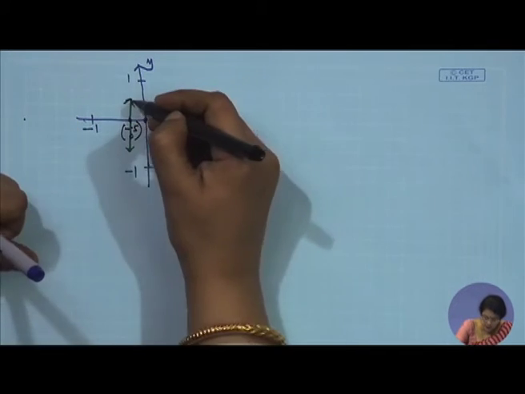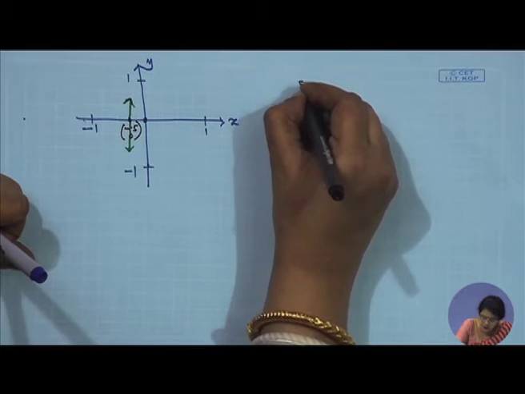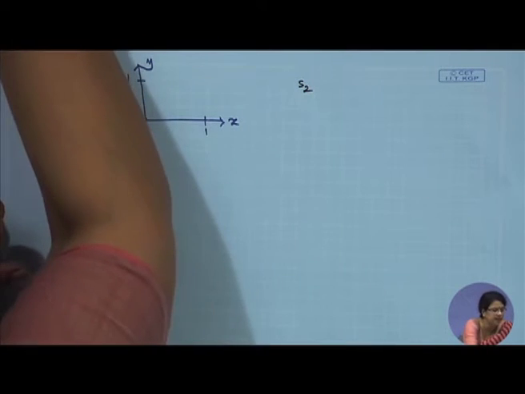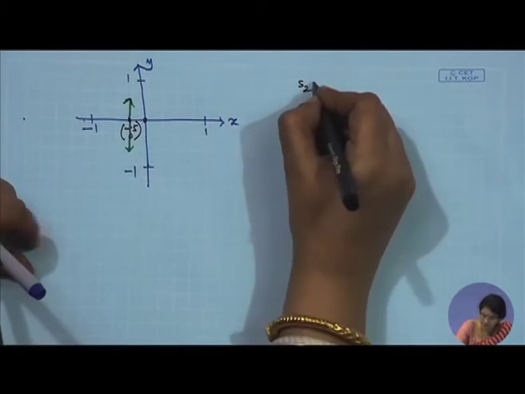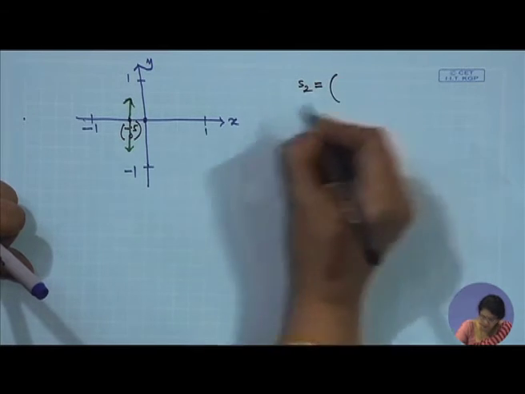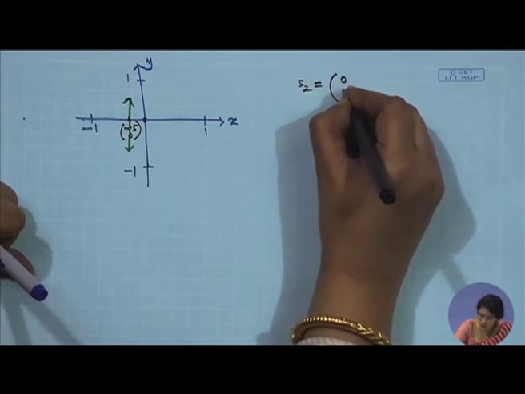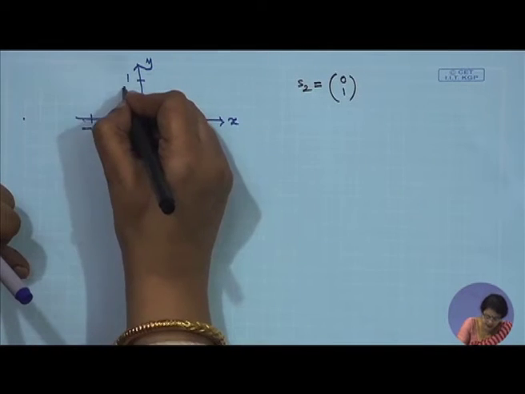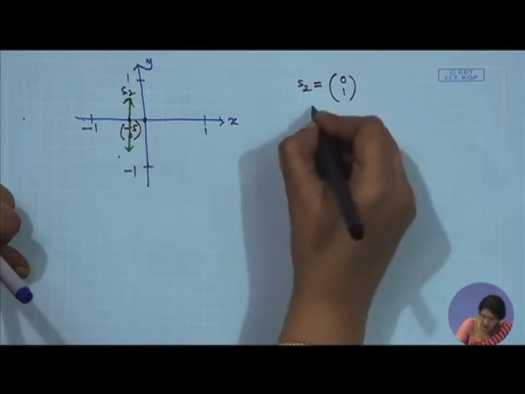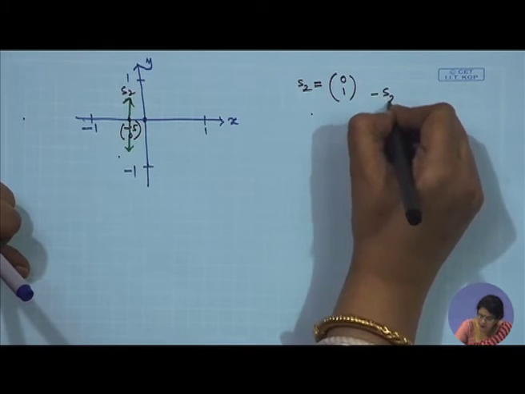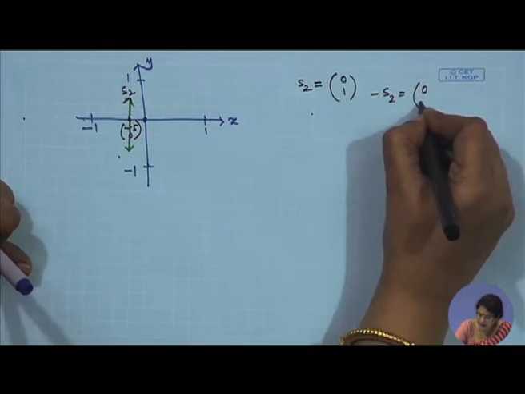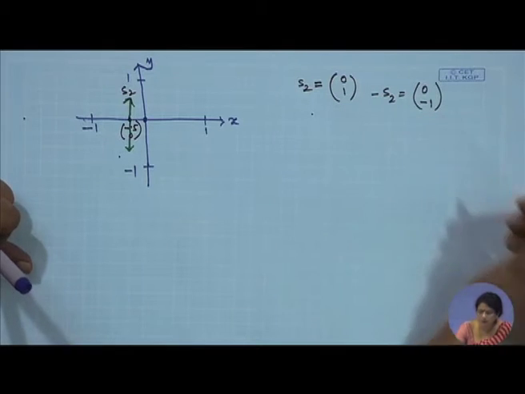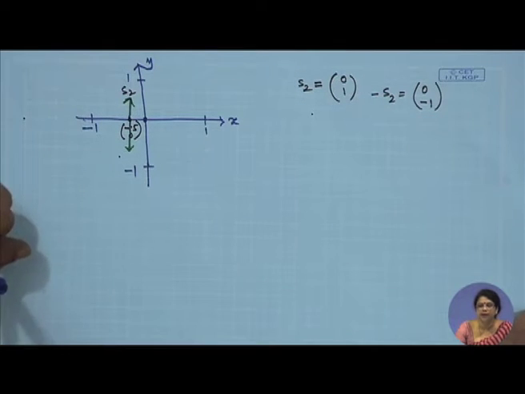If I move this way, what is my search direction? My search direction would be 0, 1. Alright. This is the S2. And if I move the reverse way, then it would be minus 0, minus 1. Let me see again whether the functional value is increasing or decreasing.